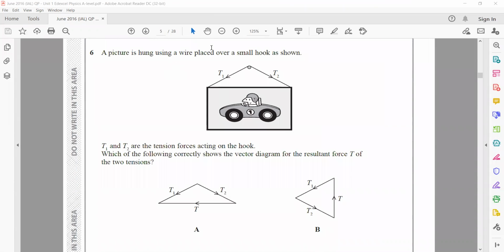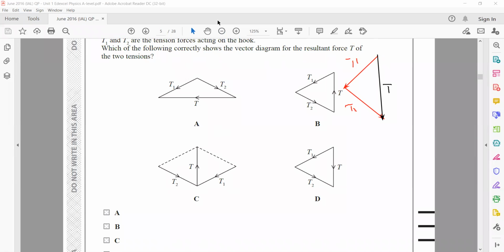For question 6, the picture is hung using a wire placed over a small hole as shown. T1 and T2 are the tensions. So this one is T1. We need a resultant. From the head of the first, we draw the second vector. That's T2. The resultant is from the tail of the first to the head of the last. When we join, this will be the resultant, which is T. So it matches with option D.